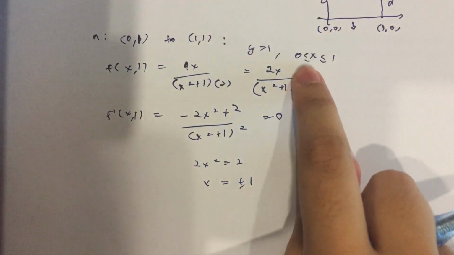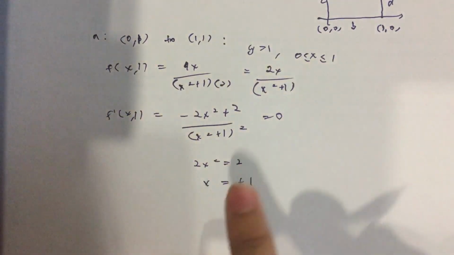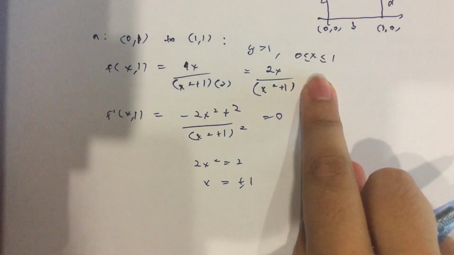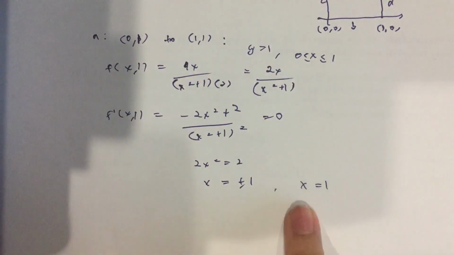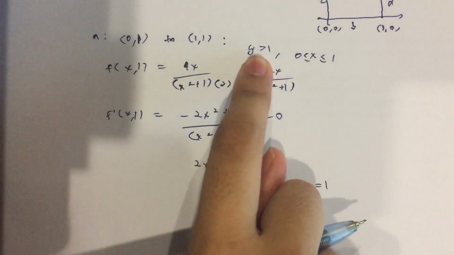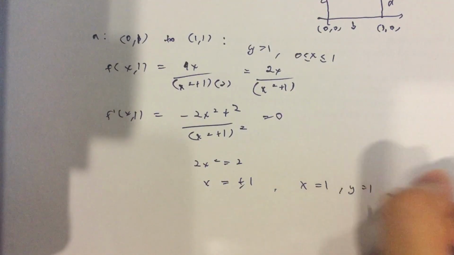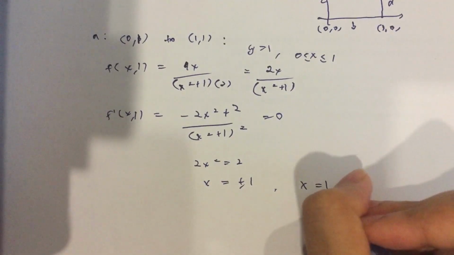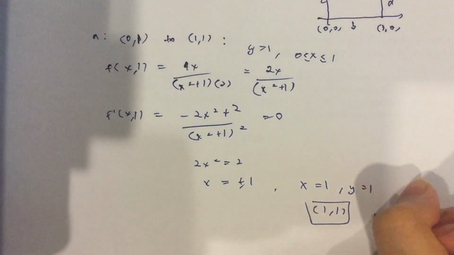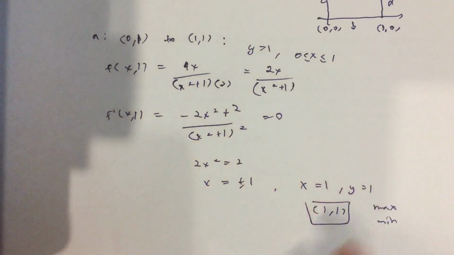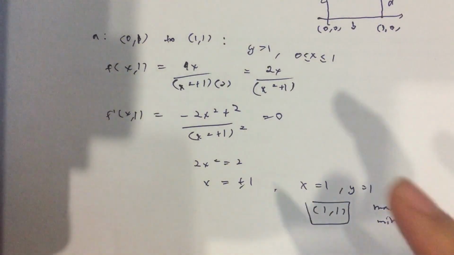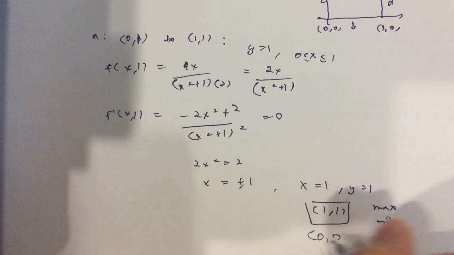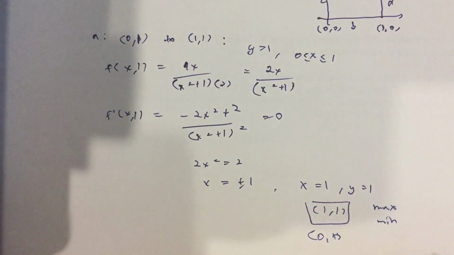So we know that x is in between 0 to 1. So x equals to 1 is in this region, but x equals to minus 1 is not in this region. So we just have the point x equals to 1. And when x equals to 1, we have y is equals to 1. So the point here is 1, 1. And then this 1, 1 can be maximum or minimum because we didn't do the second derivative. So another bucu dia, which is 0, 1, also can be either maximum or minimum for this case.